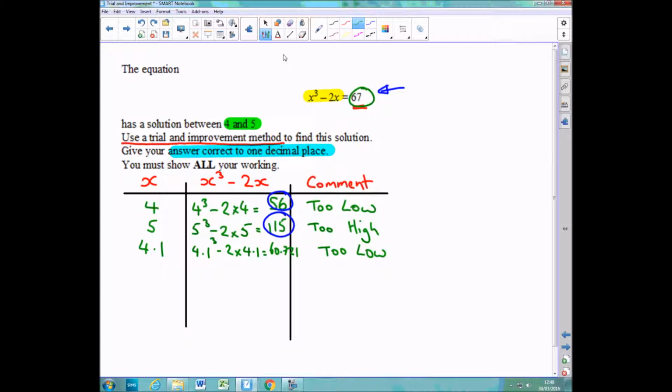What I'm going to do is go up in order from now on, because if you start jumping around with your numbers, then you might miss things or make a mistake. So instead of jumping to 4.3, I'm going to try 4.2 out. So 4.2 cubed minus 2 times 4.2. Again, I work that out on my calculator. I get an answer of 65.6 something, which is again too low. So again, I'm going to go up by 1, to 4.3. So again, 4.3 into my formula.